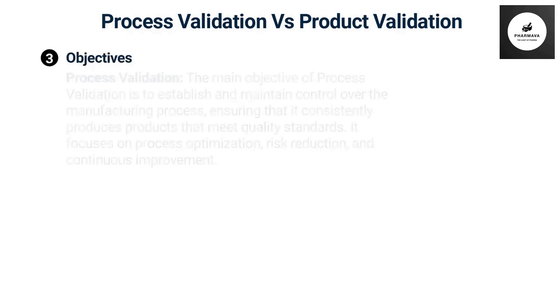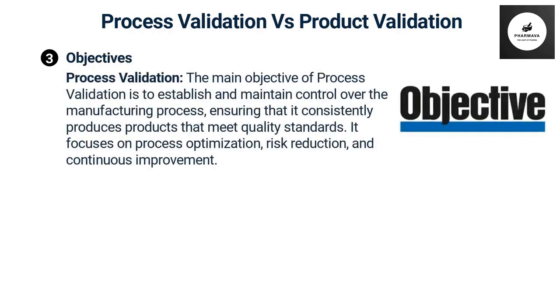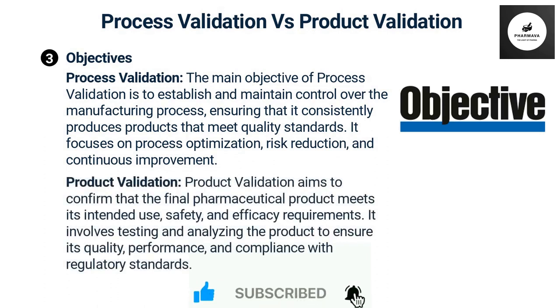Objectives. The main objective of process validation is to establish and maintain control over the manufacturing process, ensuring that it consistently produces products that meet quality standards. It focuses on process optimization, risk reduction, and continuous improvement. Product validation aims to confirm that the final pharmaceutical product meets its intended use, safety, and efficacy requirements. It involves testing and analyzing the product to ensure its quality, performance, and compliance with regulatory standards.